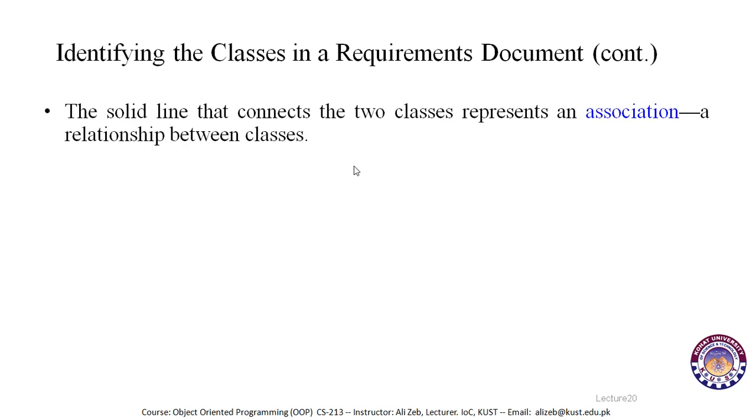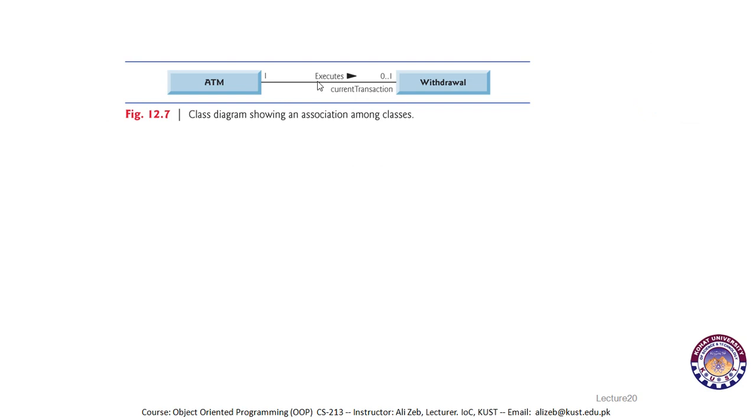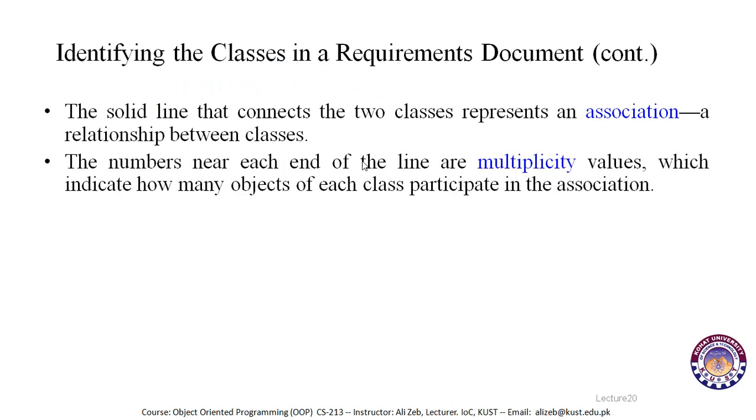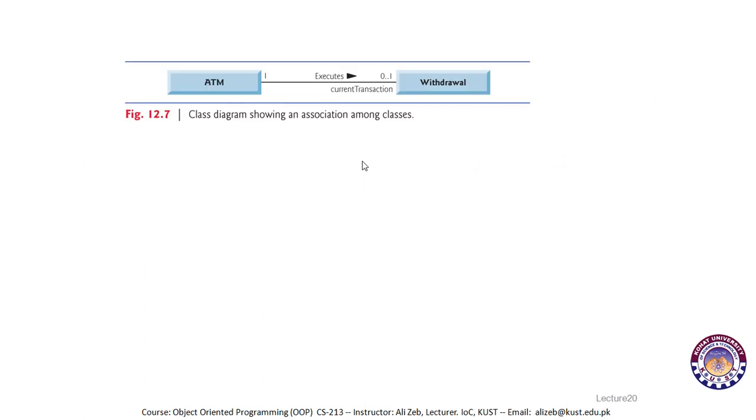The solid line that connects the two classes represents an association, that is a relationship between classes. Now this line shows an association between these two classes. The numbers near each end of the line are multiplicity values, which indicate how many objects of each class participate in the association. For example, these numbers show us how many objects of each class would participate in this association. So we have one object of the ATM and at the minimum zero, and at the maximum one object of the withdrawal class will participate in this association.